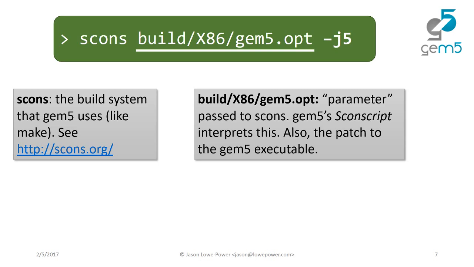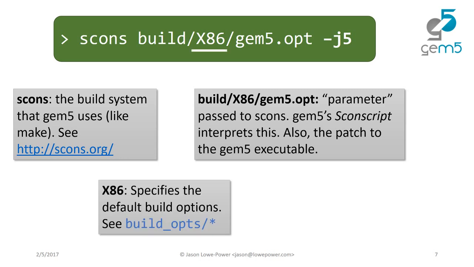This next part is the parameter that you're passing to the scons script file. This parameter says, I want to build in the build directory. I want to use x86 as my default, and I want to build the binary gem5.opt. If you look in the build_opts folder, there are a number of different default build options, and you can build whatever that default build option is. We're doing x86 because I assume all of you have x86 computers in front of you.